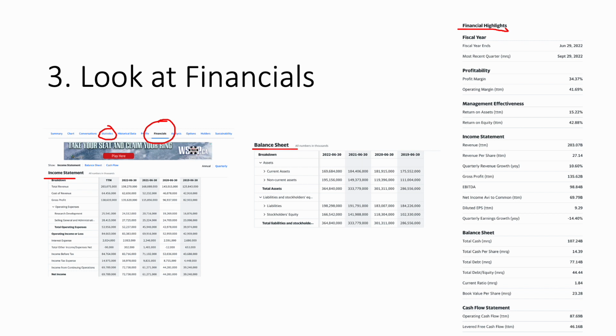So let's take a look at the income statement here. We can see the revenue and the profit. Are they growing year over year? Here we have 2019, 2022. Is this growing? Look at the balance sheet. Are their assets growing? Financial highlights here if you'd like. Profit margin, it's a good one. Make sure that they're making money. What are they doing with their cash? Do they have too much debt?